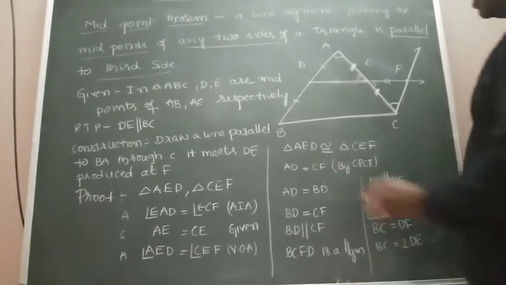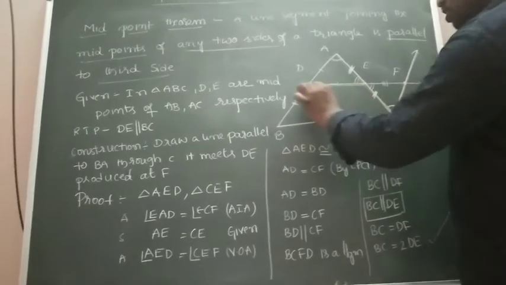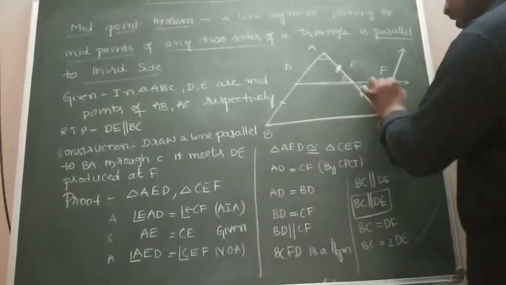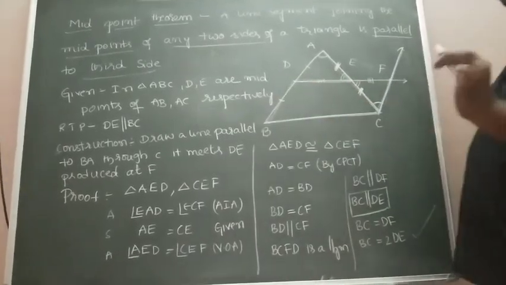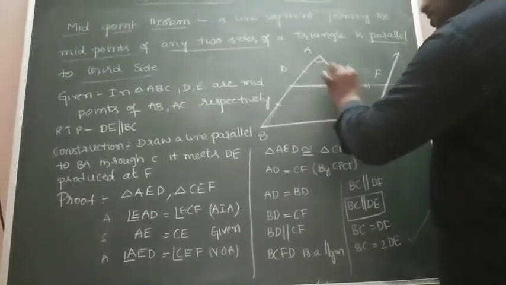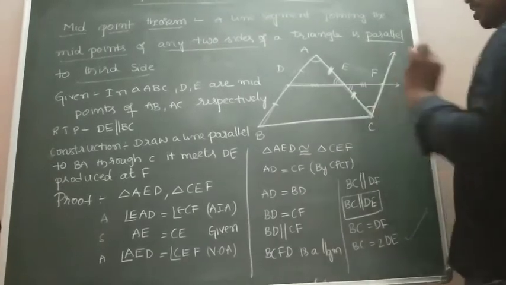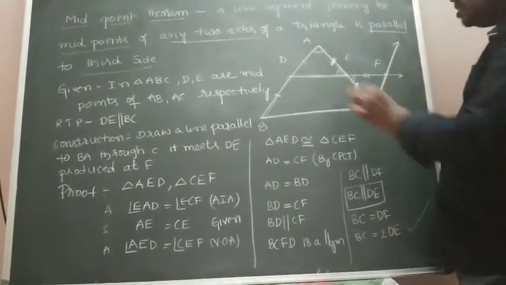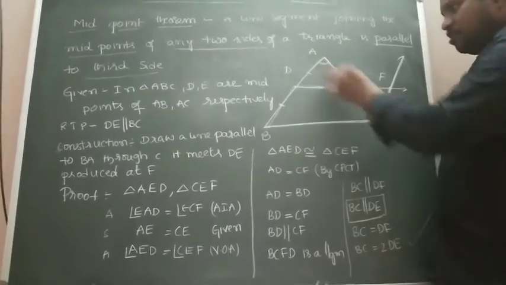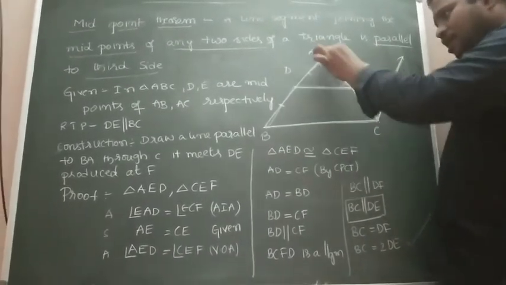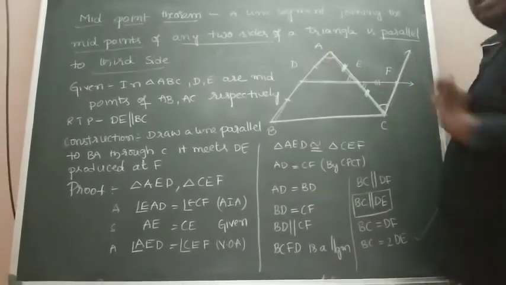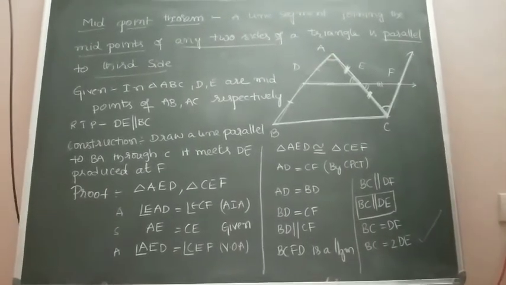Next, to prove these two are parallel, I want to prove this one is a parallelogram. For that, I consider this triangle and this triangle. I prove them congruent to each other. How? These two angles are equal. If two lines are parallel and this is a transversal, they are alternate interior angles.